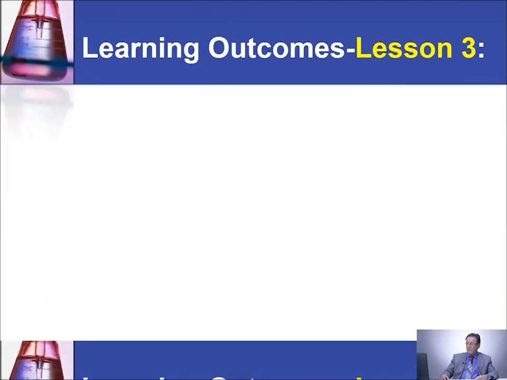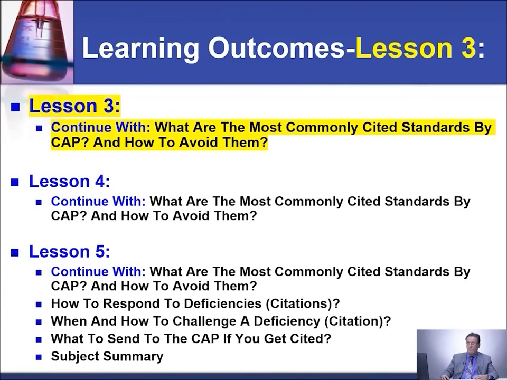In lesson 2, we also talked about what are the most commonly cited standards by CAB and how to avoid them. In lesson 3, today's lesson, and lesson 4 and lesson 5 will also continue with the topic, what are the most commonly cited standards by CAB and how to avoid them. In addition to that, in lesson 5, I will be teaching you how to respond to citations and when and how to challenge a citation and what to send to CAB if you get cited and a subject summary.